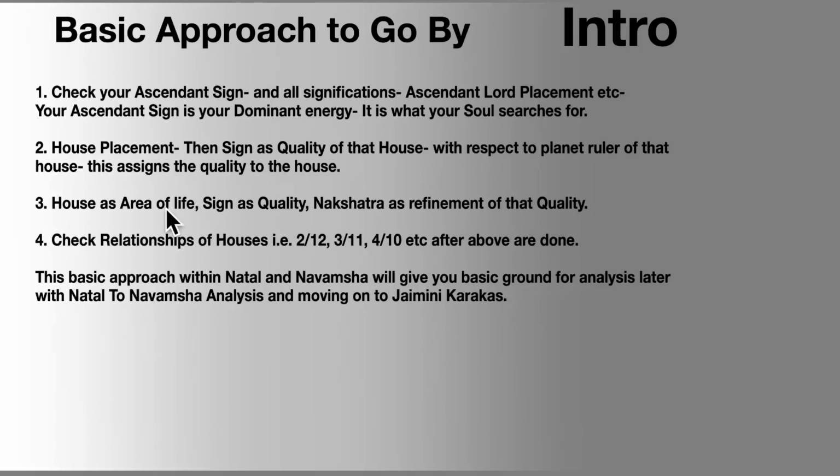Basic rule, okay? Follow this everywhere, because as we tend to go deeper and deeper into astrology, we tend to forget some basic rules. The 4th step is check the relationship between the houses 2, 12, 3, 11, 4, 10, which I've already covered in this playlist, okay? That comes the 4th step. So follow this step-by-step approach, and we will never go wrong in our approach to handling the natal or the Navamsha or the Jaimini Karakas, which will come later on.